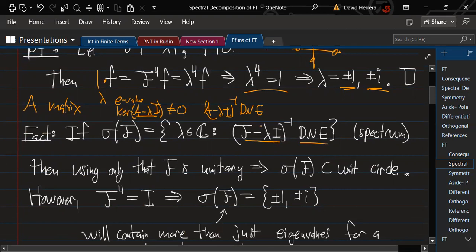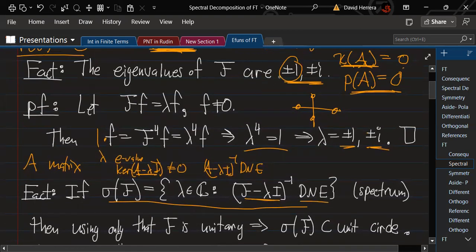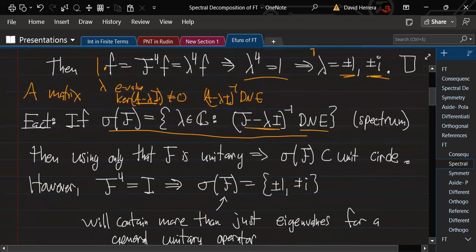So let's go through this. So this is the definition. What we showed is that these are prospective eigenvalues. We didn't even show that these were the eigenvalues. So what we expect to see is that this right here is just plus or minus 1, plus or minus i. However, let's just read the notes.